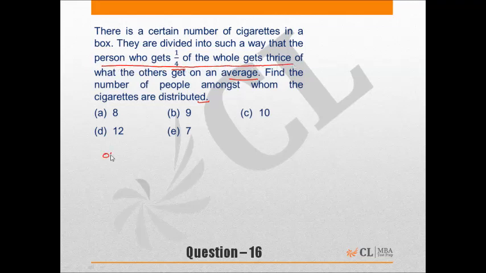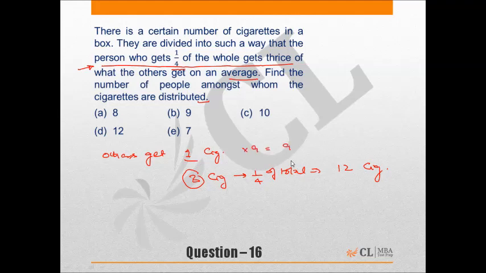Let me assume others get 1 cigarette each. Then this person who gets 1/4 of the whole should get 3 cigarettes. But this is 1/4 of the total. This implies total number of cigarettes is 12. So there are a total of 12 cigarettes, out of which just one person has got 3 and everyone else has got 1 each. That means there should be 9 other people, so that 9 are taken care of. So how many people are there? 9 people who get 1 cigarette each and 1 person who gets 3 cigarettes, total of 10 people.